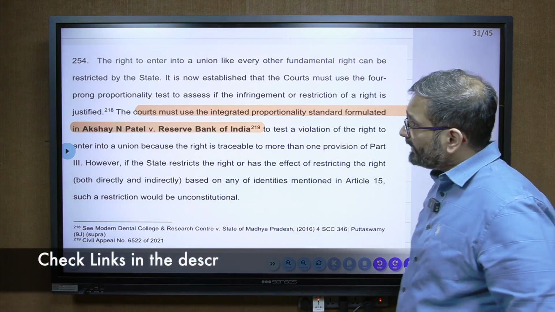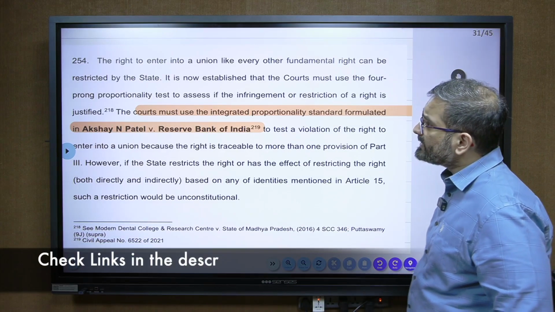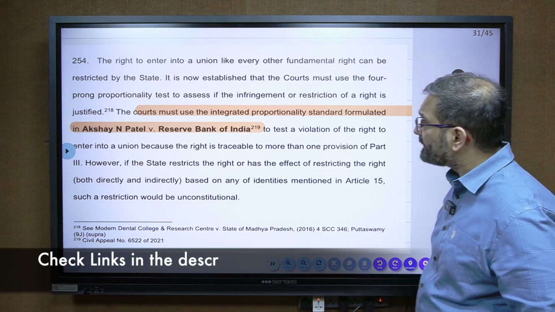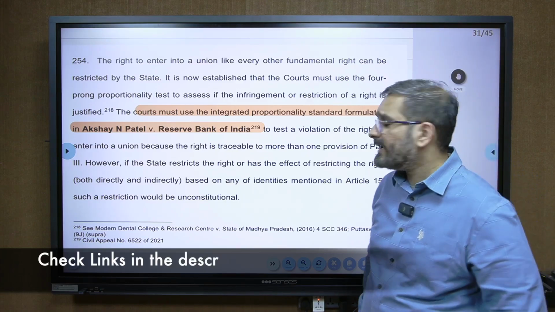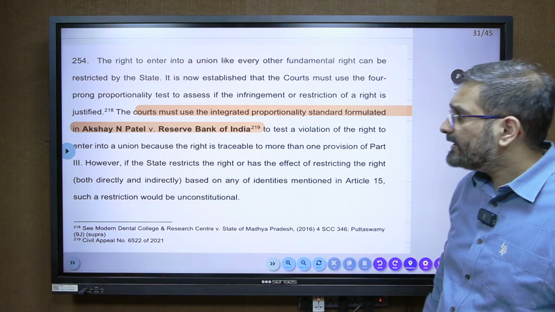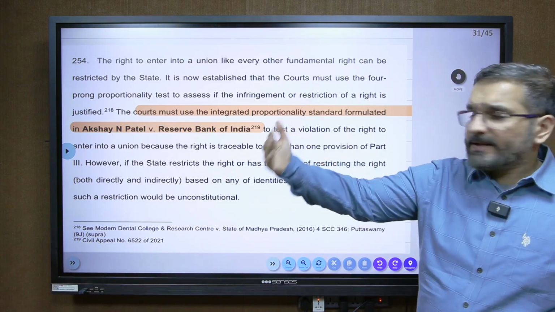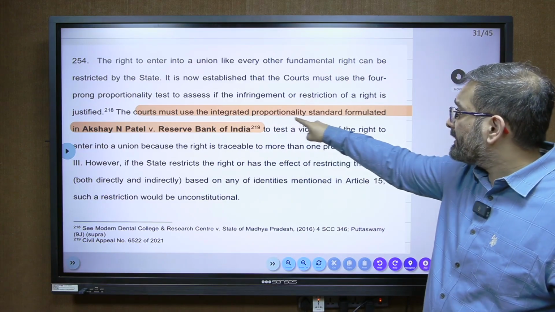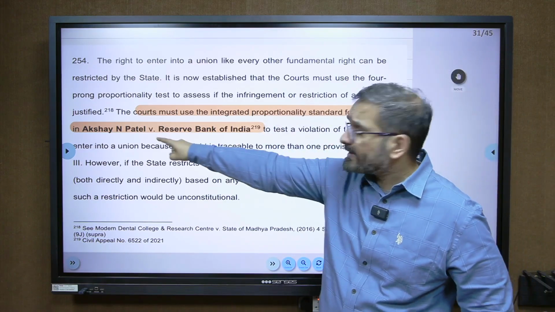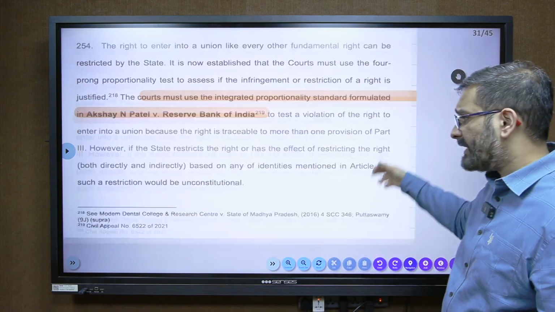Then the courts must use the integrated proportionality standard formulated in Akshay N. Patel versus the RBI. So, in which of the following cases did the court propound the integrated proportionality standard? That is Akshay N. Patel versus RBI.